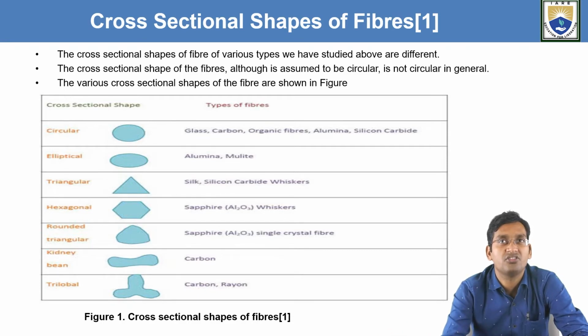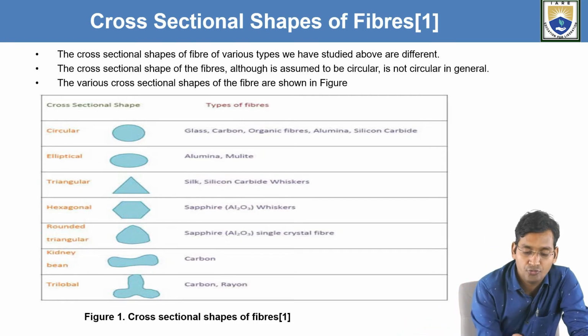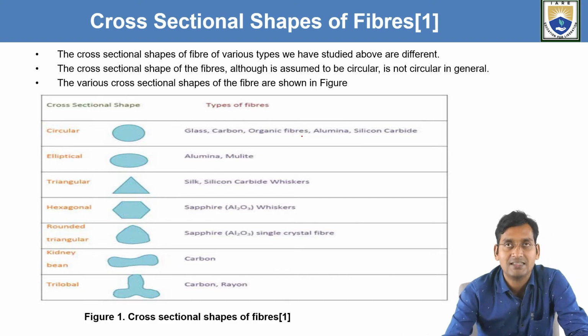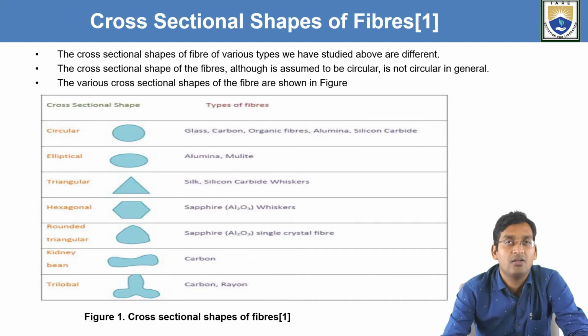The various cross-sectional shapes of the fiber are shown in the figure. For circular, the fibers are glass, carbon, organic fiber, alumina, and silicon carbide. The cross-section is elliptical for alumina and mullite. Triangular is for silk, silicon carbide, and viscose. Hexagonal is for sapphire, that is Al2O3.